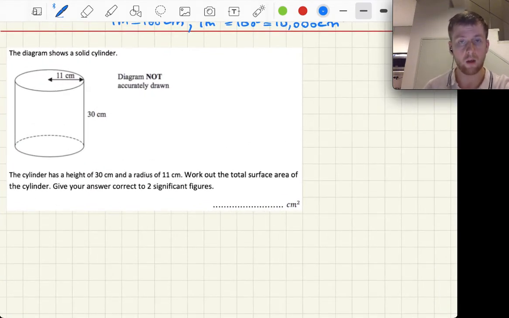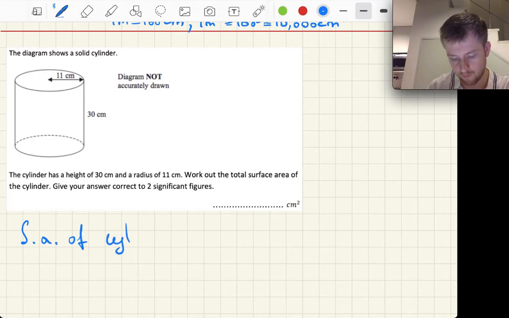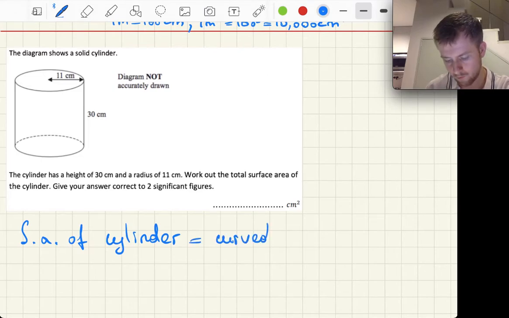Okay, next one. So here we have a diagram. The diagram shows a cylinder. It has a height of 30 centimeters and a radius of 11 centimeters. Work out the total surface area of the cylinder. Give your answer correct to 2 significant figures. Again, remember, so surface area of cylinder consists of 3 parts. There's 2 bases, right? And 1 curved. So curved area plus base area times 2.